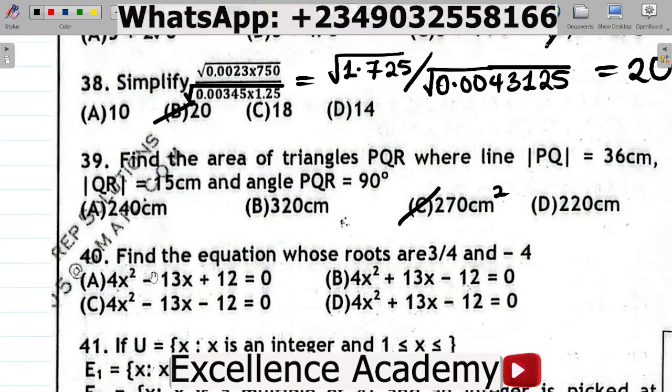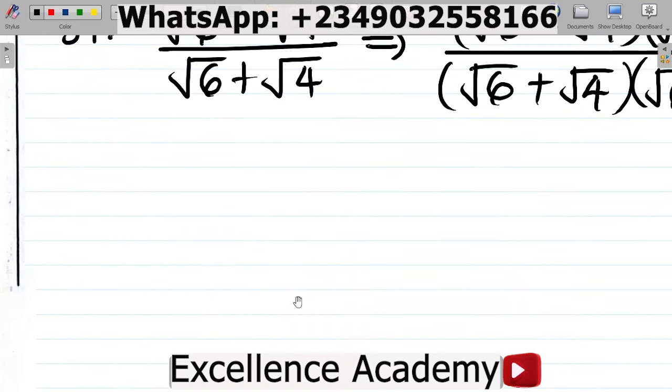All right, finally, question 40. Find the equation whose roots are 3 over 4 and minus 4. We should form the equation. So I'm going to come here, question number 40.